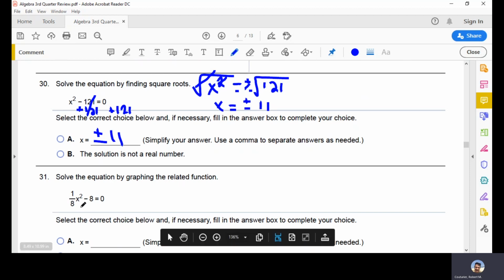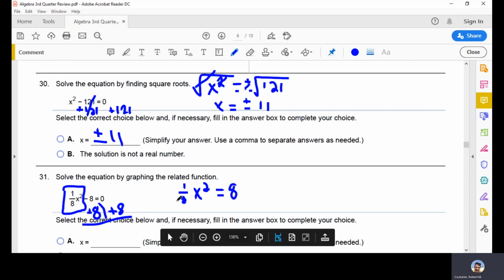First off, let's isolate the term that has the variable in it. We want to make sure that this is sitting alone. It'll make it easier for us. So this needs to stay here, and we have a negative 8. Well, we have to add 8 to both sides. Remember that equal sign is kind of like a scale. Add 8 to both sides. So that leaves us with 1/8 x squared equals 8.